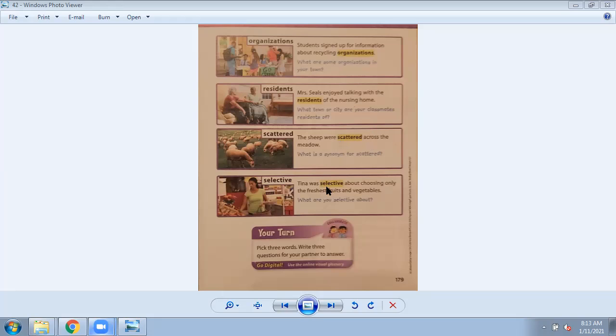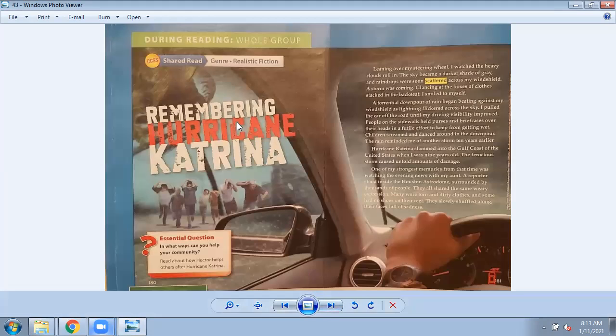All right, let's move on to the story, Remembering Hurricane Katrina. Hurricane Katrina was a very big storm that hit America, the Gulf Coast, I believe, and it was a very dangerous storm. So we're going to read about this story that recaps what happened during Hurricane Katrina. If we notice our question at the bottom, it says, in what ways can you help your community? So we're going to read and we're going to look for ways that people helped their community, okay? All right.